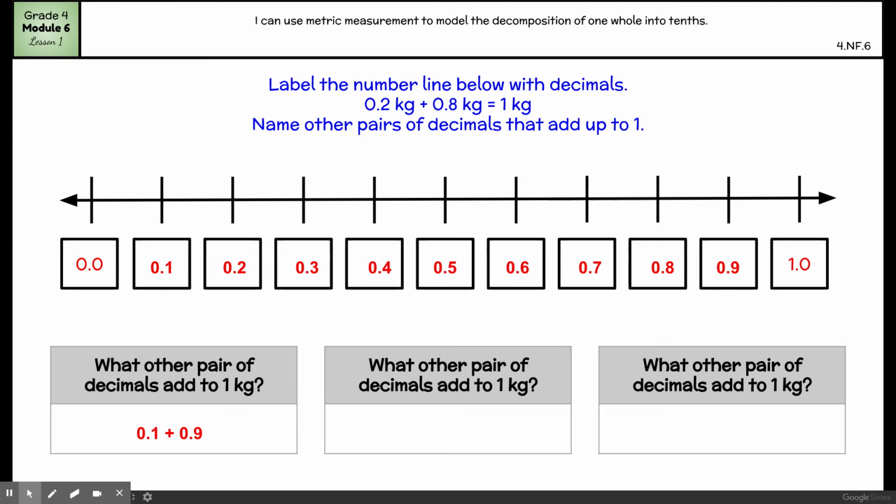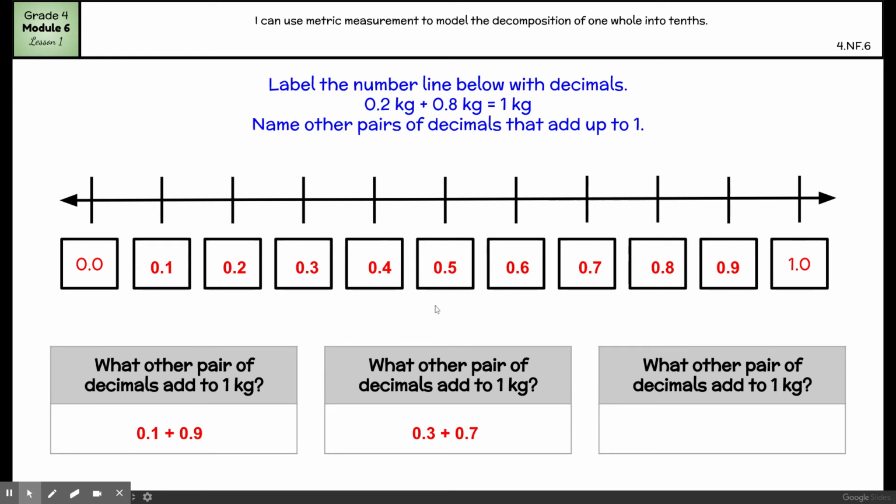Okay, friends, there's more than 2 answers to this one. There's actually multiple ways that you could make 1 kilogram, but I'm just going to keep going in order since we've already done 1 tenth plus 9 tenths. That made 1 kilogram, and 2 tenths plus 8 tenths. I'm just going to keep going. How about 3 tenths and 7 tenths? If you start at 3 tenths and count 7 more tenths, that gets you to 1 kilogram.